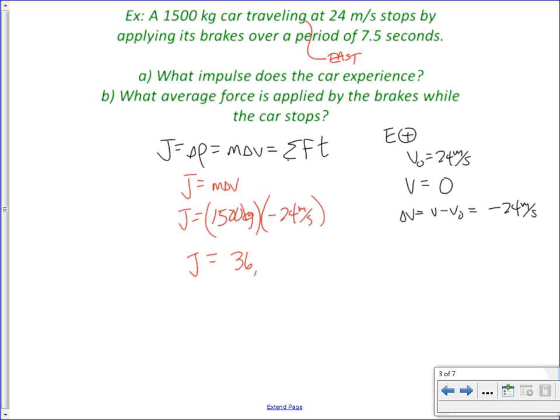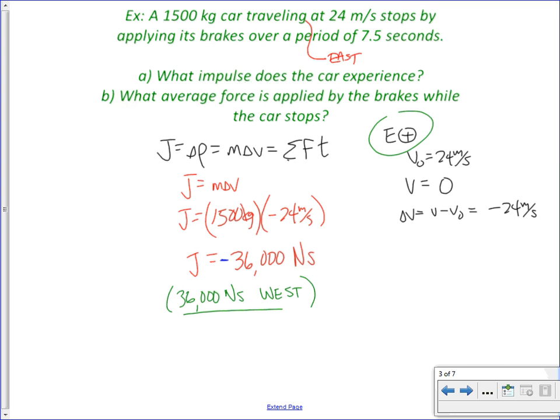That gives us 36,000. What's that? Oh yeah, they're the same thing, kilogram meters per second, or Newton seconds. But it's negative. I'd say the most appropriate answer is probably 36,000 Newton seconds west. Right? West. Get me? If east is positive, our answer is negative, that means west.